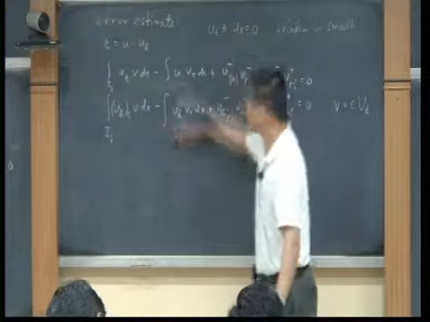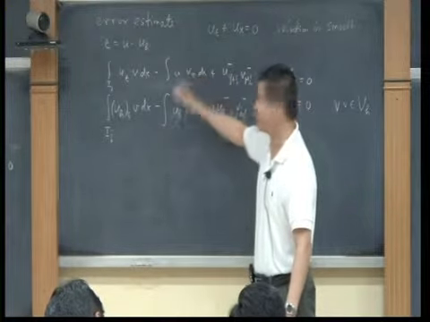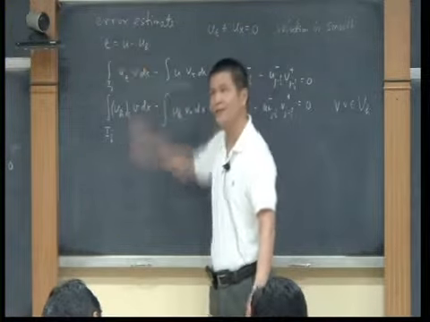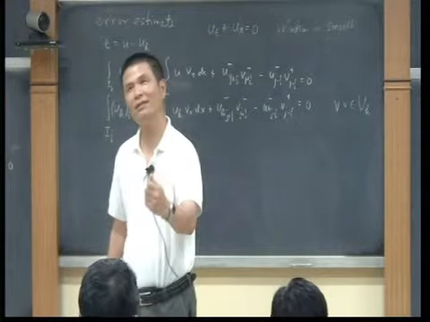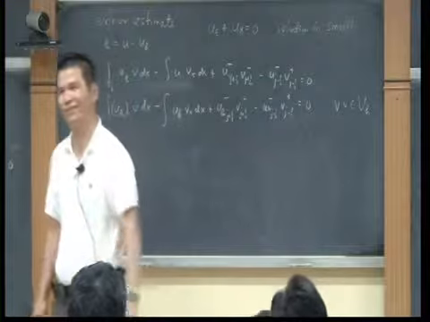Right? Because if you compare, it's identical. The only difference is that there's an edge here, there's no edge there. You might be wondering, how can this be true? How can the exact solution satisfy the numerical scheme?